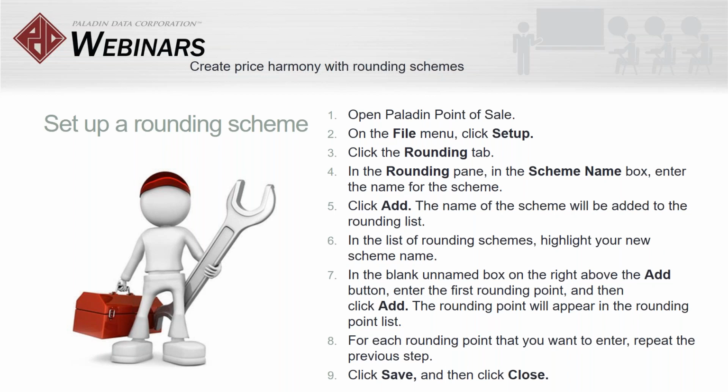You will click Add. The name of the scheme is going to be added to the right over there. There's a little rounding list. I'll show you guys here in a few minutes. And list of the rounding schemes, you can highlight your new scheme name. And then the blank unnamed box on the right above, you can hit the Add button and then enter the first rounding point and click Add.